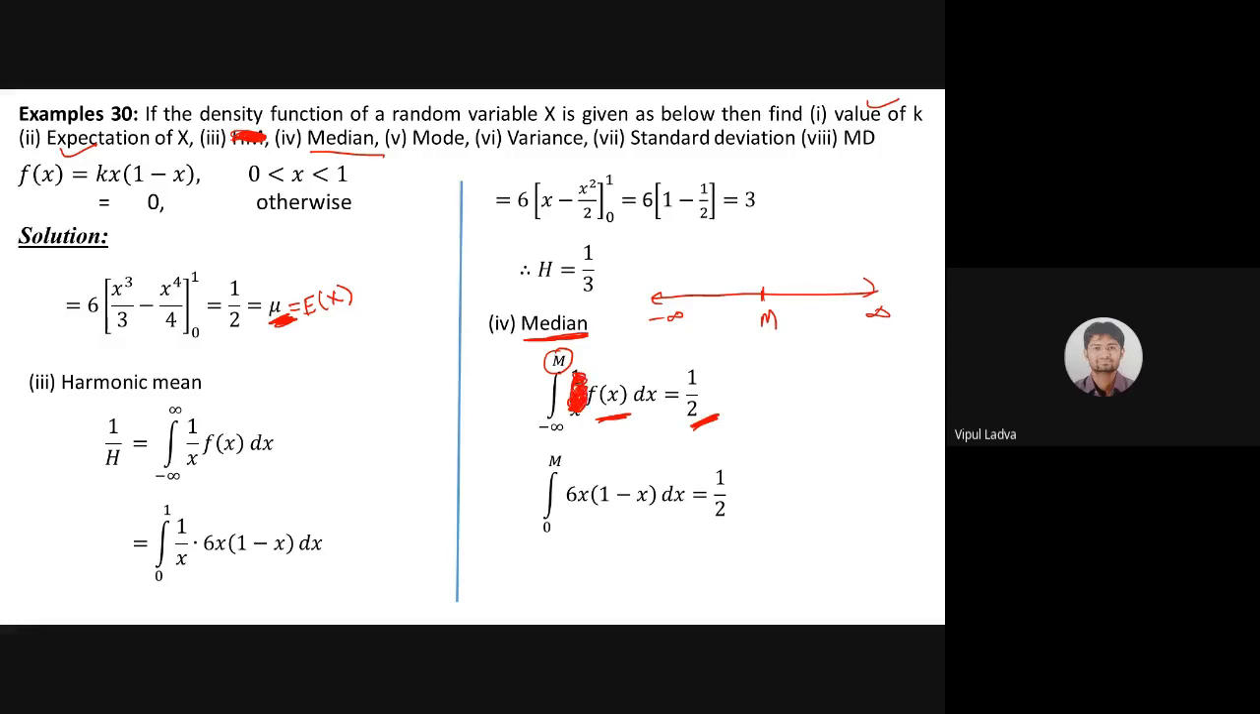What is our f of x over there? f of x is kx(1 minus x). Now what is k? k is 6 as we had just identified. So it will be 6x(1 minus x). Okay, now 6x will get multiplied inside, and it will be 6x minus 6x square, and we are having this integration, we are having that area equals half, and we are looking for the value of m.